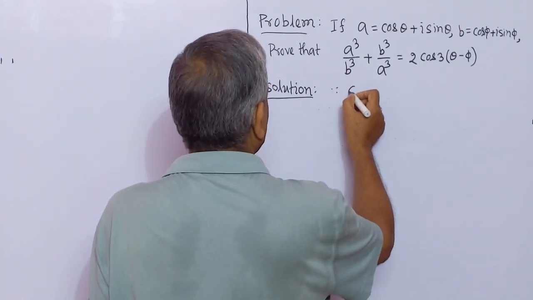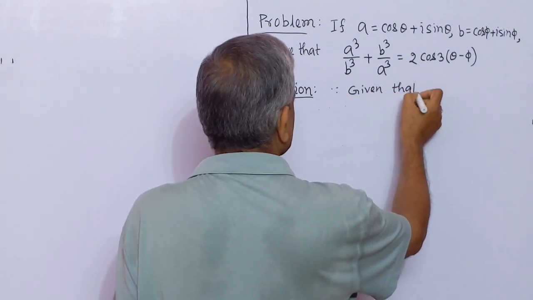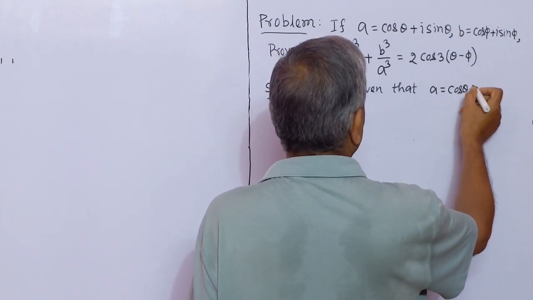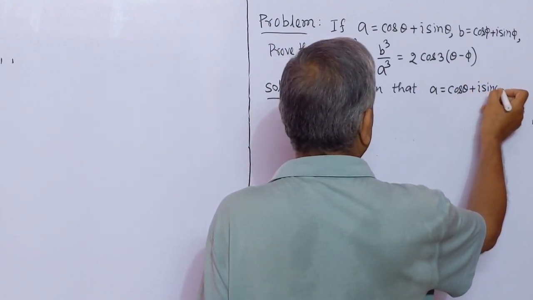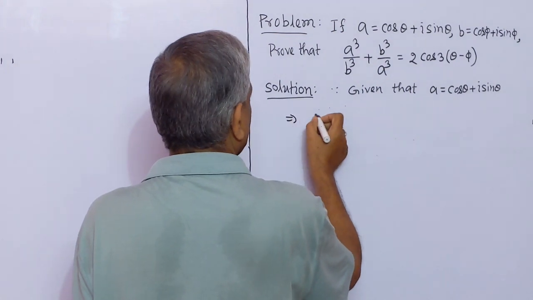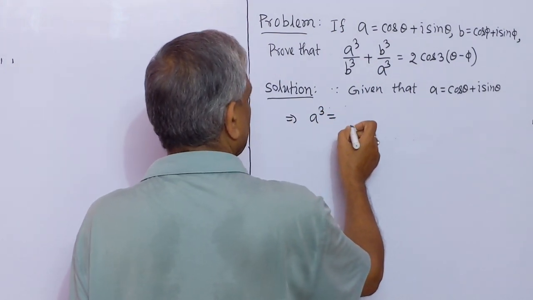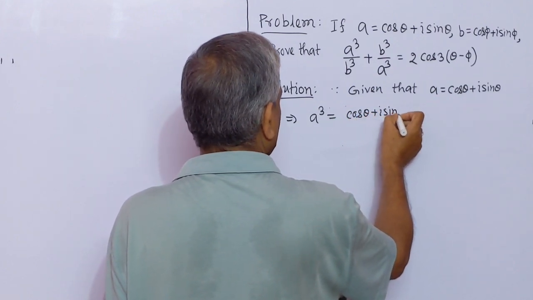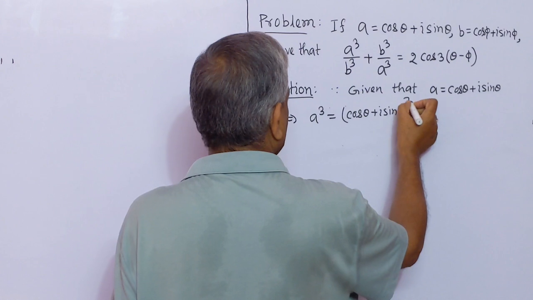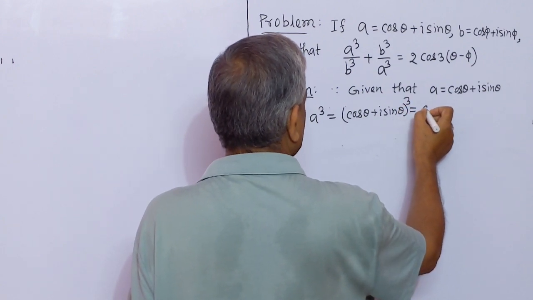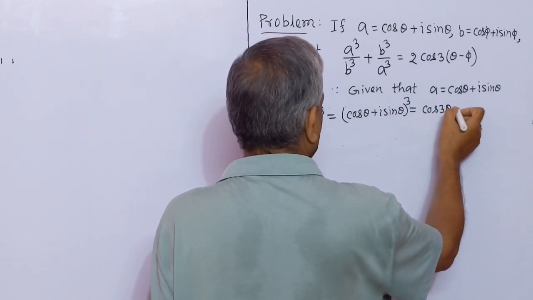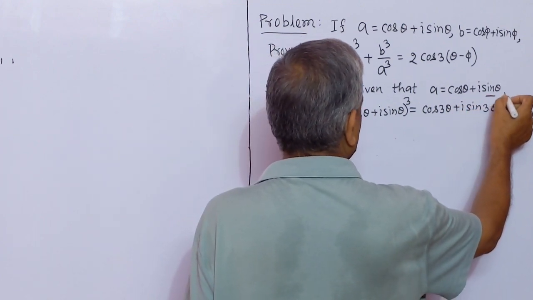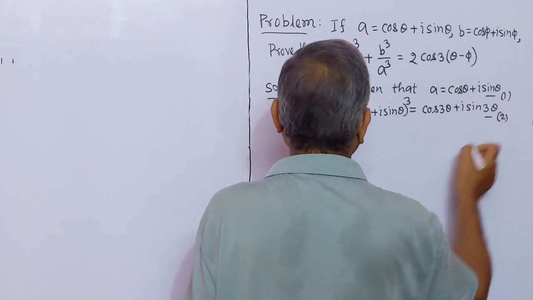Since given that a equal to cos theta plus i sin theta, implies that a cube equal to (cos theta plus i sin theta) whole to the power 3. By de Moivre's theorem, this is equal to cos 3 theta plus i sin 3 theta. This is number 1, this is number 2.